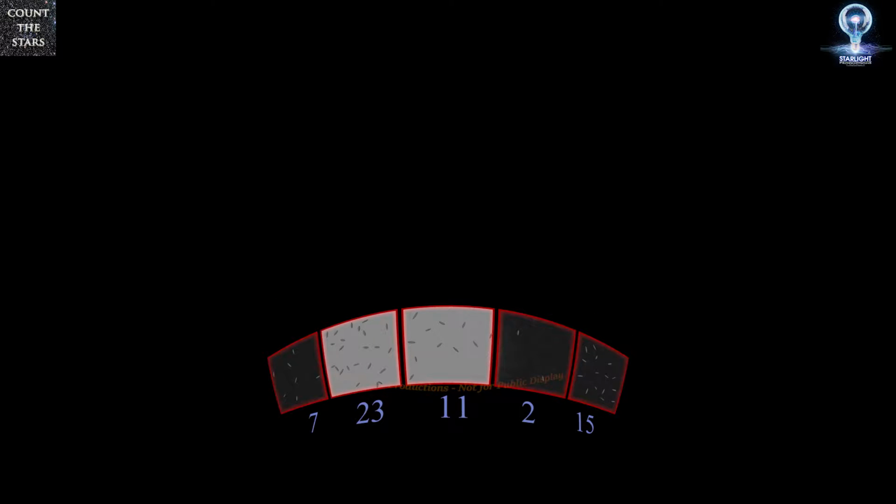We can take an average by adding the total and dividing by 5. That gives us 58 divided by 5, or 11.6 grains per square. On the whole board, there are 64 squares, so our estimate of the number of grains on the board is 11.6 times 64, or 742.4. Simple, all done. Well, not so fast.